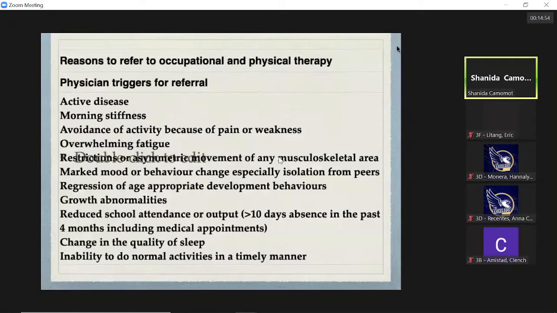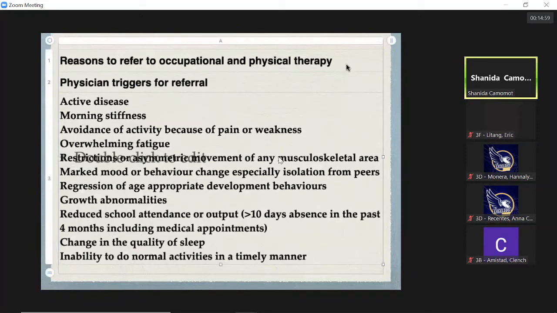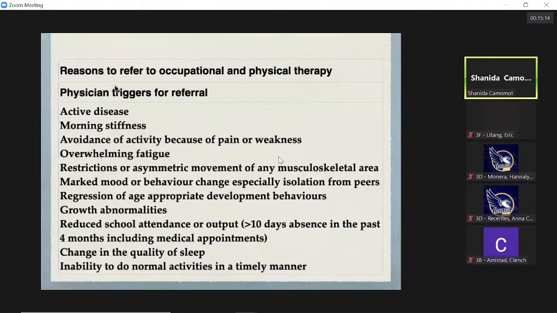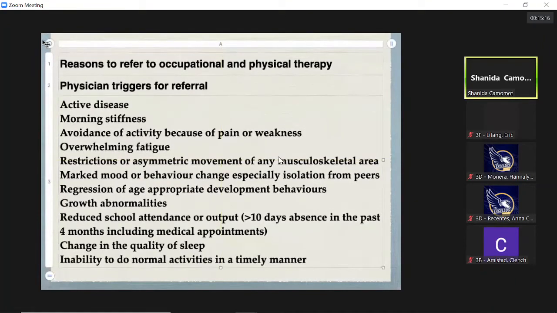Now, aside from giving the medical treatment, it's important to refer the patients to our PT-OT friends. So, what are the reasons to refer patients to our PT-OT friends? So, the physician triggers for referral include active disease, morning stiffness, avoidance of activity because of pain or weakness, overwhelming fatigue, restrictions or asymmetric movement of any musculoskeletal area.